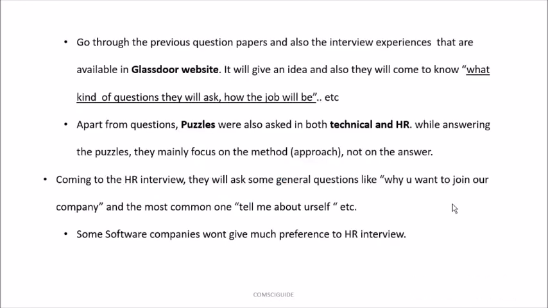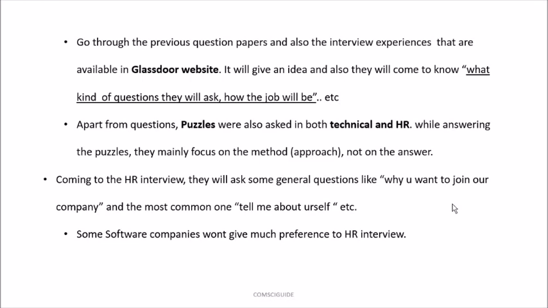Before attending the test, I suggest you go through the previous question papers and also the interview experiences of that company, which are available on the Glassdoor website. It will give you an idea of what kind of questions they will ask and what the job profile will be, etc.